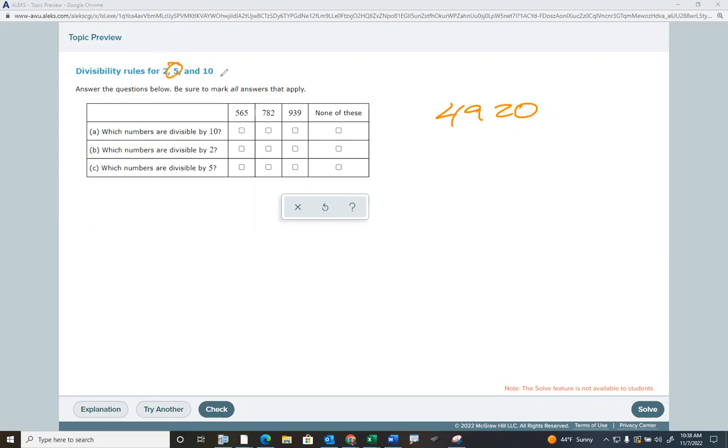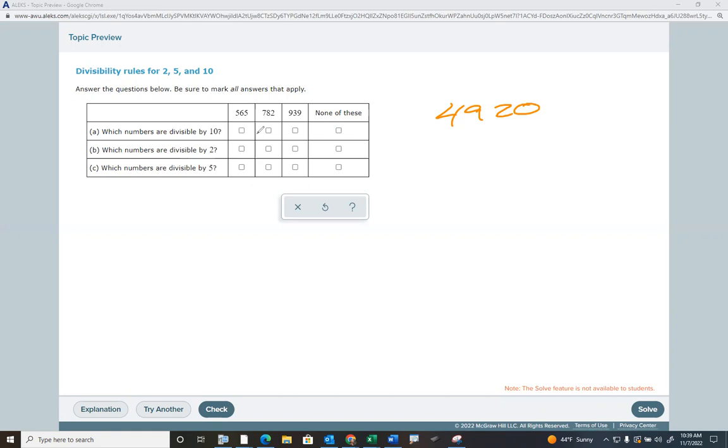Now it's divisible by 5 if the last digit is a 0 or a 5. Either one will work. And that kind of makes sense. You're like, yeah, okay, I see that 25 there and 5 goes into it. Or I see the 20 and 5 goes into it. So those are the divisibility rules. Okay. So let's see what we got here.